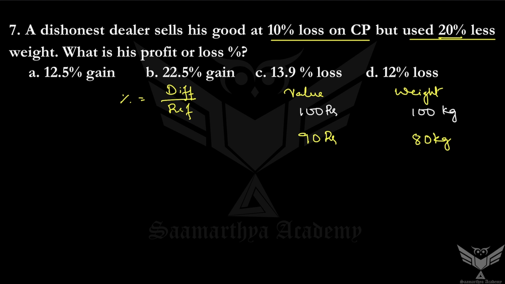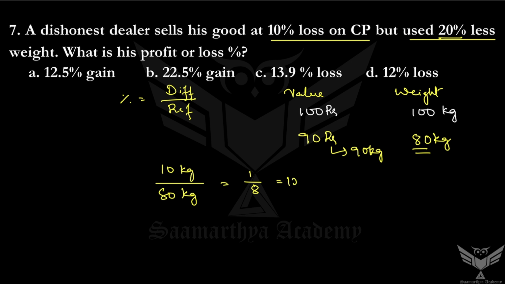How much less he is giving compared to the actual weight, which is 90 kg? 10 kg less he is giving. This is the difference. Now, what is the reference? We are comparing it with 80 kg because that much we got. 10 by 80 is 1 by 8. That means 12.5%. This much that guy is gaining.